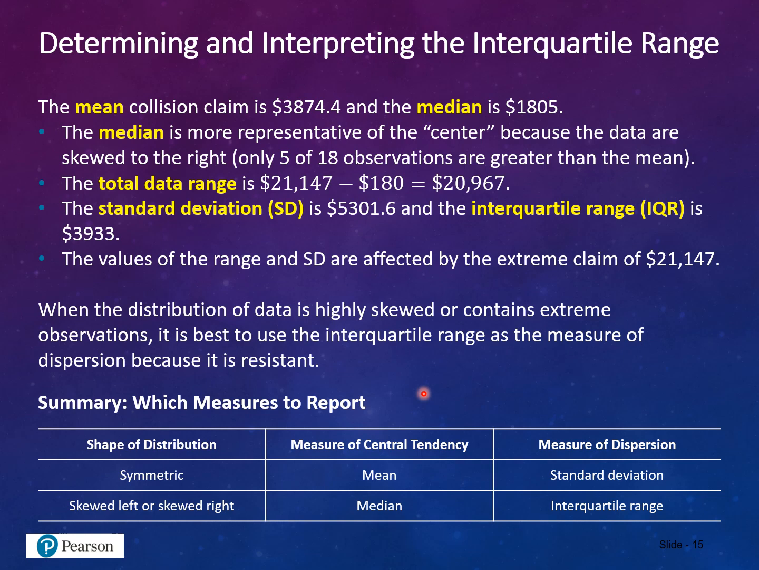So which measures do you report? If you have a symmetric or bell curve, we're going to use the mean for the measure of central tendency, which is the average, and a standard deviation. But if we have a data set which is skewed left or skewed right, then we're going to use the median as the measure of central tendency and the interquartile range as our measure of dispersion. This is a really important table. Make sure you get this in your notes so you know which one to use and how to use it.